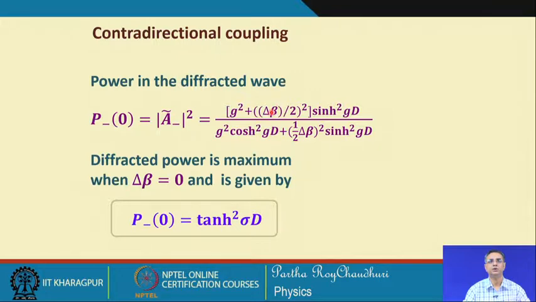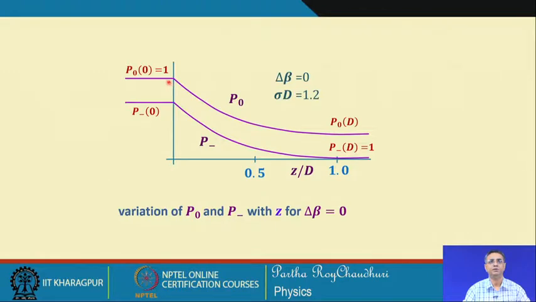From here, if you put delta beta equal to 0, then you can show that P0, the diffracted beam at Z equal to 0, that is in the reverse direction at the point where the optical beam is incident on the acoustic wave, gives you this very well known equation, tanh squared of kappa sigma d. So, this is the variation of power in the minus order diffracted beam, and this is quite well known.